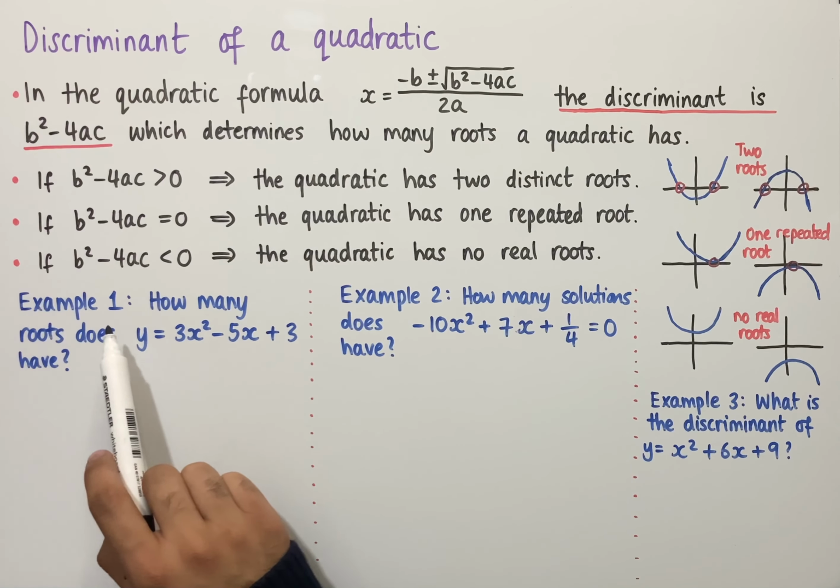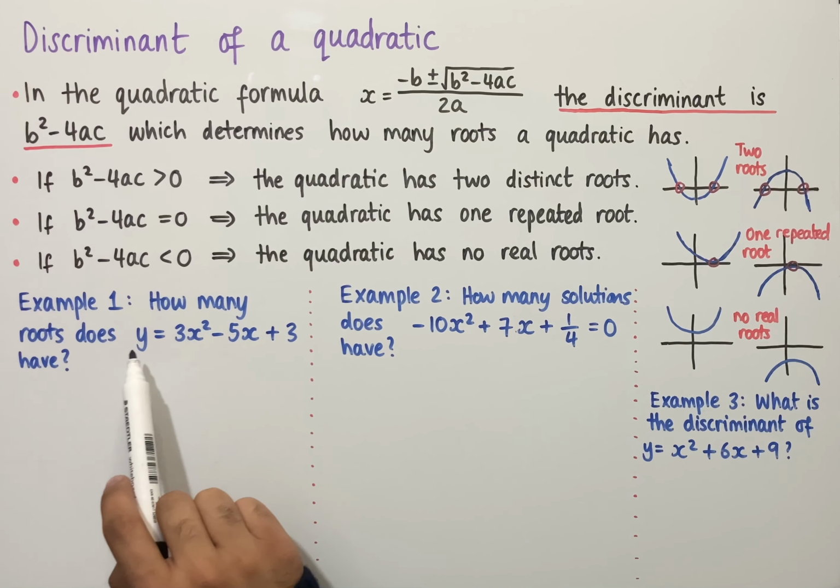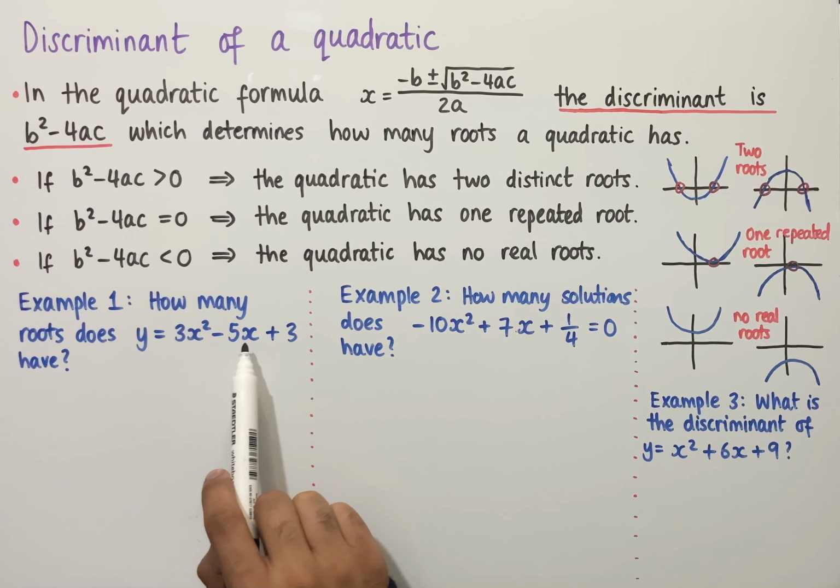So the first example says, how many roots does y equals 3x squared minus 5x plus 3 have? In this case, if we want to determine the number of roots that this quadratic has, we can use the discriminant to work this out quickly. So we should first write down the coefficients of the terms within the quadratic.